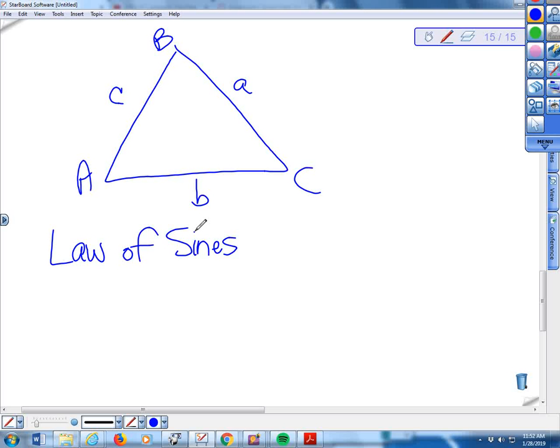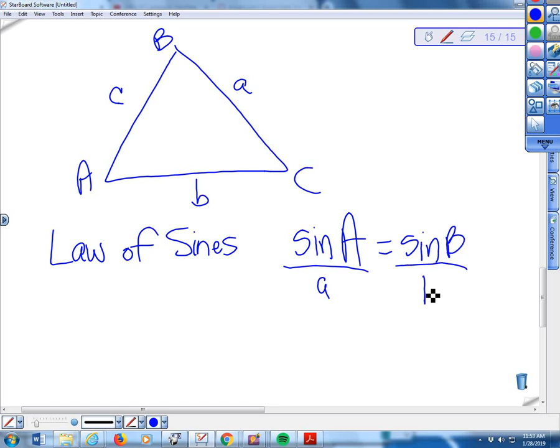Law of sines says sine of angle A over side A, that ratio is equal to the sine of angle B over side B is equal to the sine of angle C over side C. Each one of these ratios is equal.